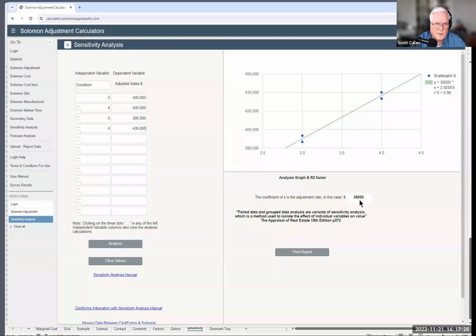Now, the way that the numbering system works, this could be quality. And again, you need to rate quality on an ascending scale, 3 being average, 4 being better, 5 being the best. You could also use it for something like view. And then the other idea might be location. The idea is that you have to rank the properties by location, by view, or by quality, or by condition in order for this to work.